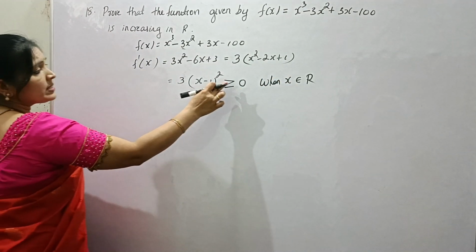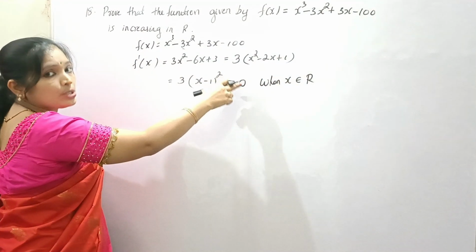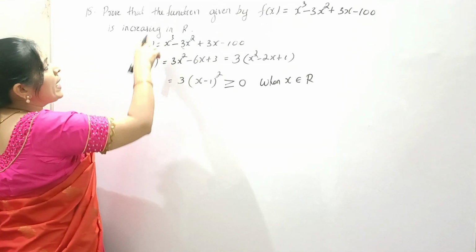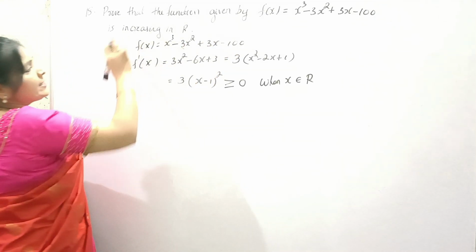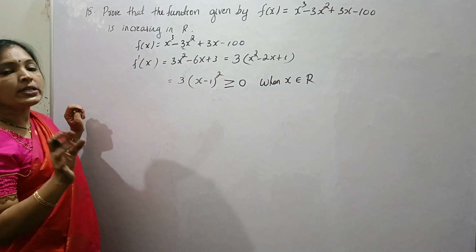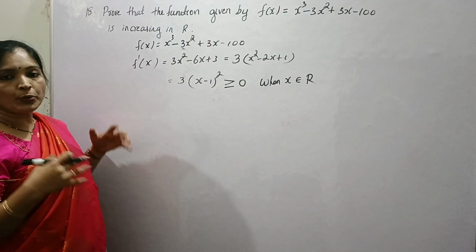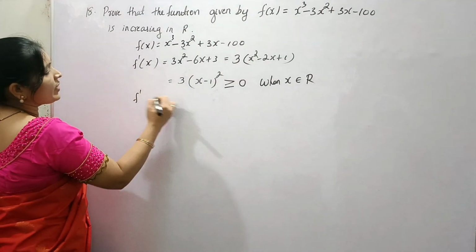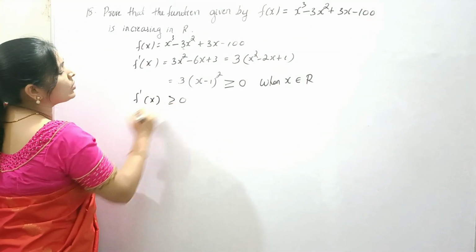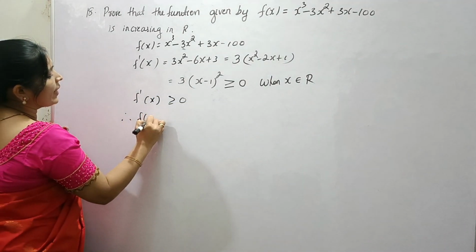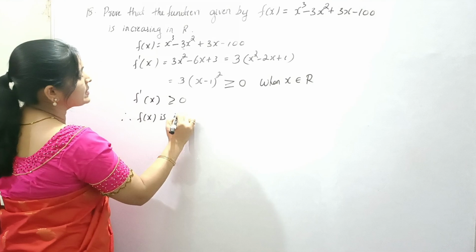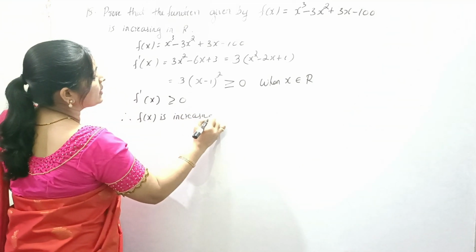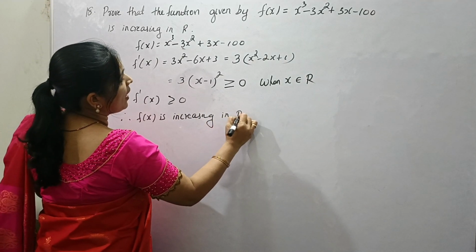Therefore, since it is greater than or equal to 0, this function is increasing, only increasing in R, not strictly increasing. See here we have to prove increasing in R, right? So f dash of x is greater than or equal to 0. Therefore, f of x is increasing in R.